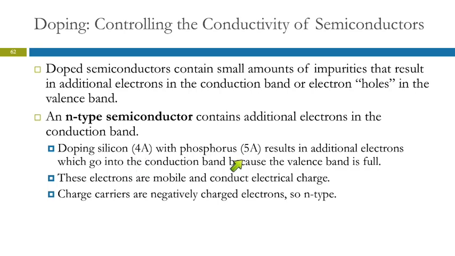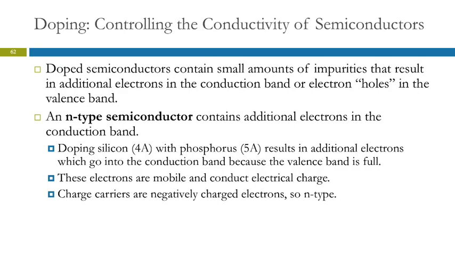If we mix a bit of phosphorus in with it, phosphorus atoms have 5 valence electrons. So now this one extra electron from the phosphorus is not going to fit in the valence band anymore. Every phosphorus atom that's in there is going to have 1 electron in the conduction band. The more phosphorus you have in there, the more conductive it's going to be. So those electrons are mobile and they'll carry the charge.